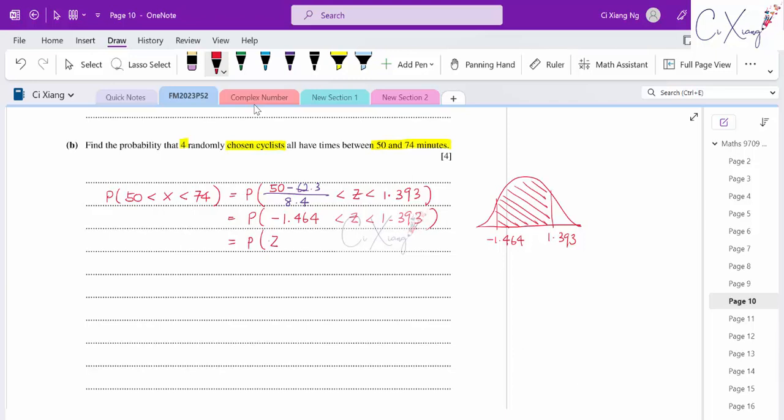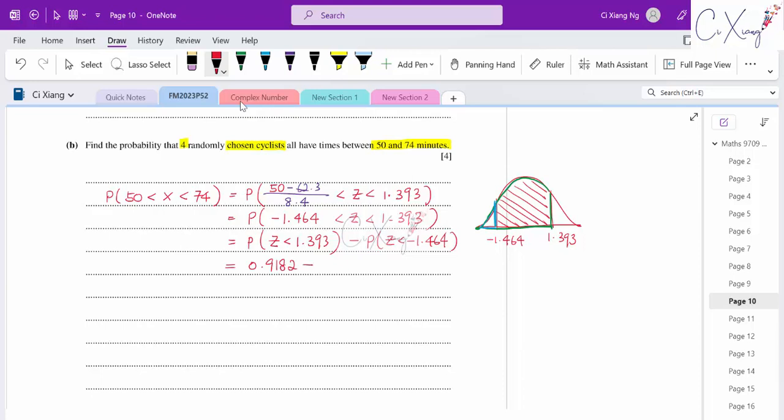Or you can just do it like me. I will take the area z smaller than 1.393. So when I write z smaller than 1.393, it means this whole area here, the green color one, and then I will minus the area on the left hand side, which is z smaller than negative 1.464. Okay, so that means I'm trying to minus the light blue color area here, then I get the shaded area that I want. For z smaller than 1.393, this answer I already got from part A just now, which is 0.9182.